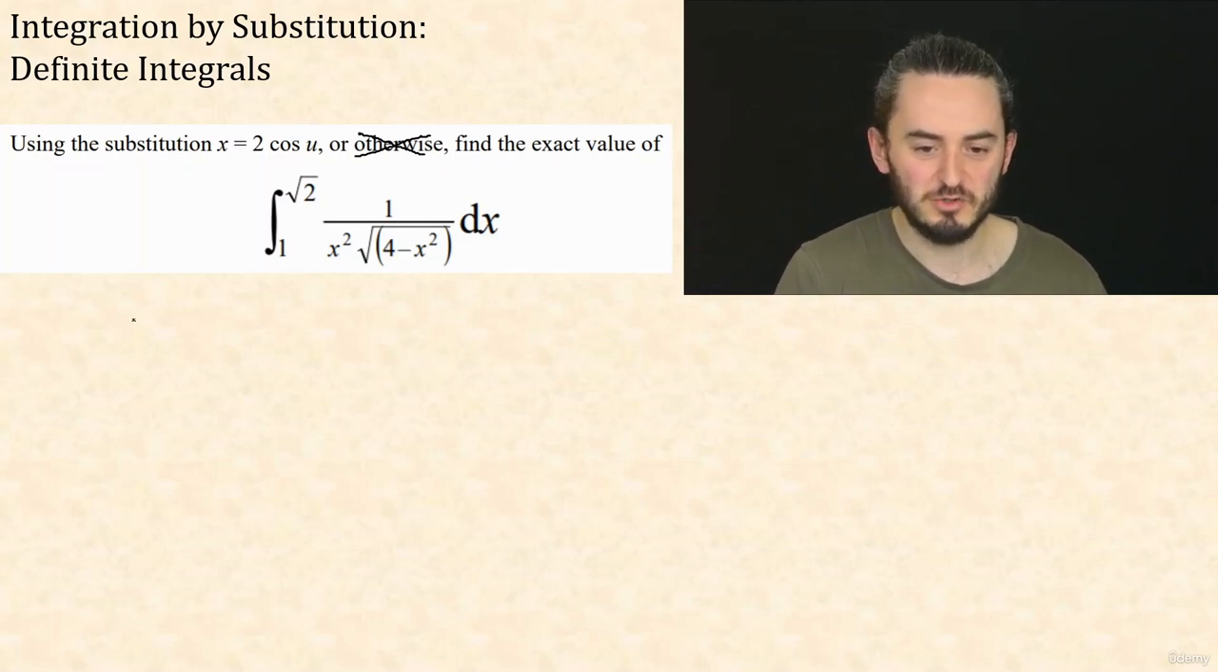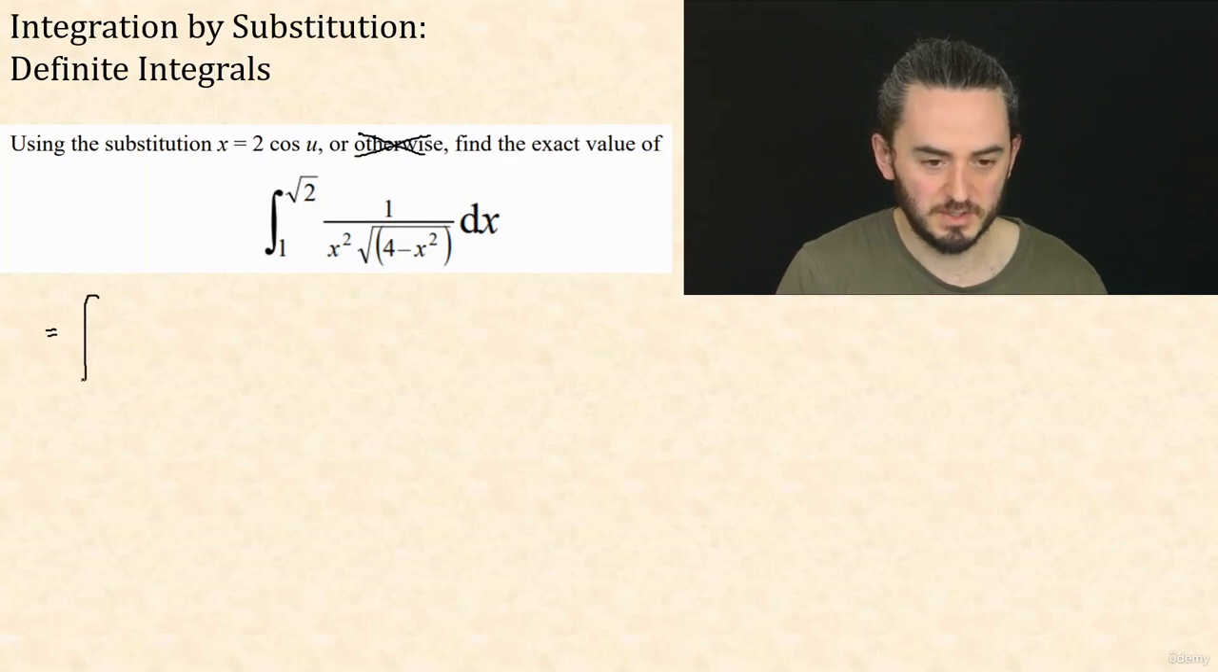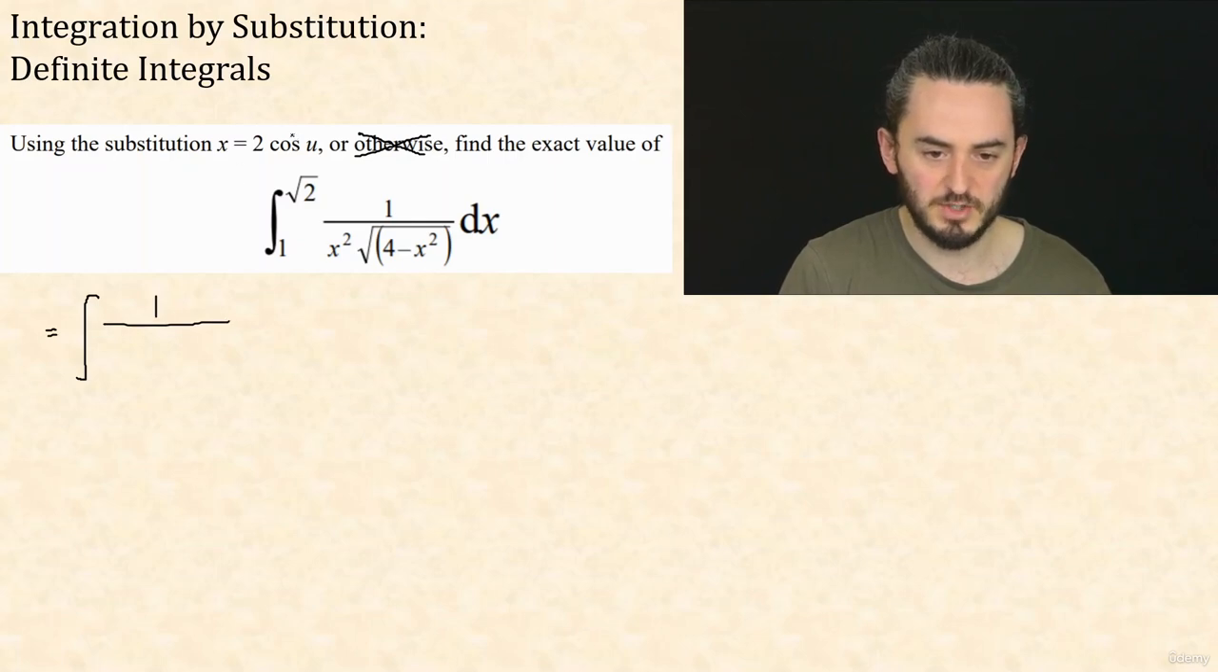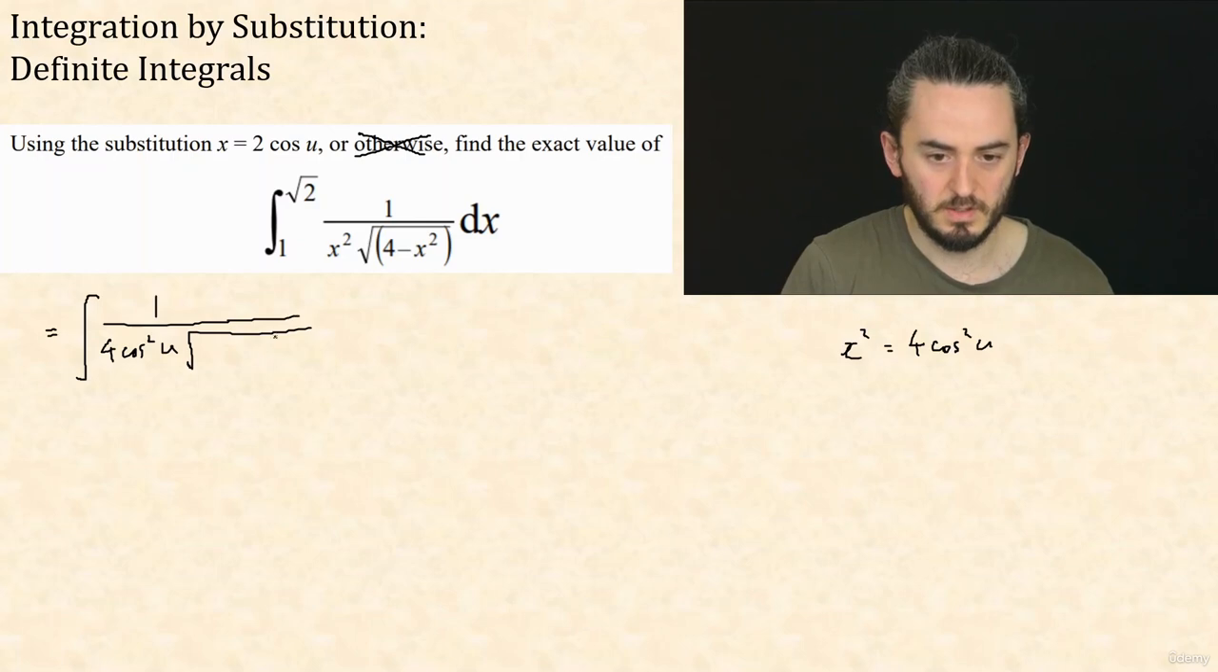Okay, first thing I want to do is just drop in everything that I can. So I'll leave the limits because I'm going to change those to u limits in a second. 1 over, and what have we got? Well, x squared is just this thing squared. So I'll try to keep track of this here. So x squared is 4 cos squared u. So that's what's going here, 4 cos squared u. And then what have I got? I have the square root of 4 minus x squared.